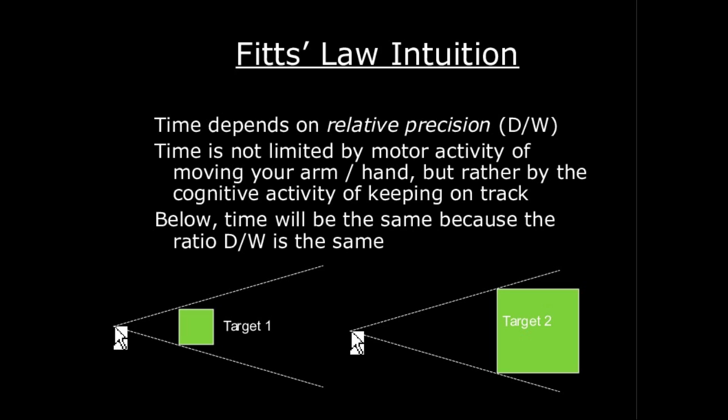In the slide, there are two targets shown. Each one has a different size, and their distances from the current cursor position are also different, but they take the same ratio. D by W is the same. Therefore, the movement time will also be the same. This is the main message Fitts law is conveying.